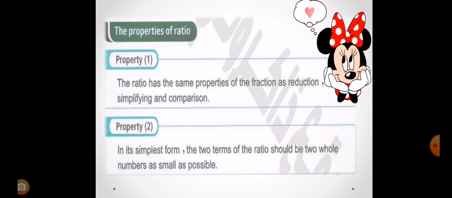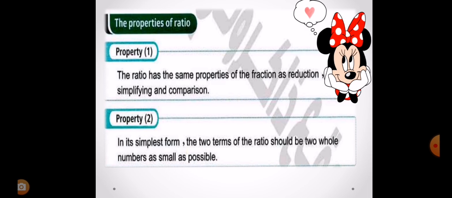Now we will take properties of ratio. Property number 1: the ratio has the same properties of the fraction, such as reduction, simplifying and comparison. Ratio here is very similar to fractions, as we took in Primary 3 and Primary 4. When we simplify a fraction, we can also simplify a ratio in the same way.